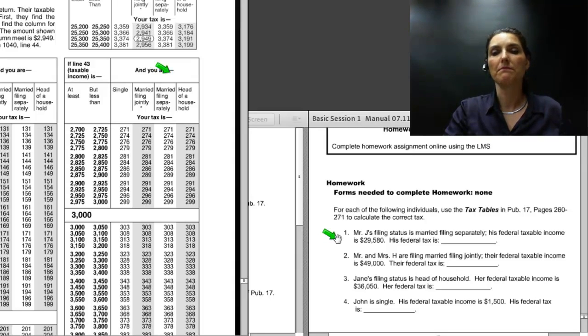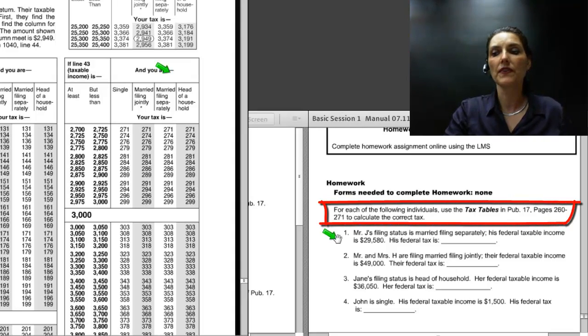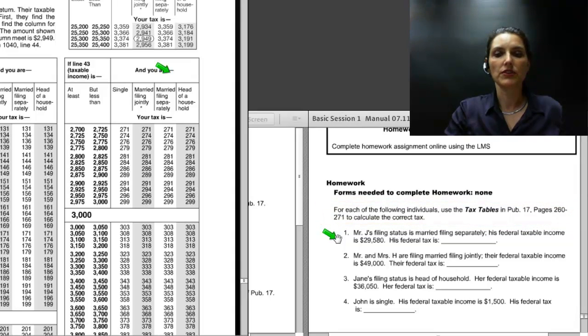Mr. and Mrs. H are married filing jointly. Their federal taxable income is $49,000. Their federal tax is blank. So what we do is we scroll through Pub 17 until we get to $49,000 of income. Their income is equal to $49,000. It is not less than $49,000.